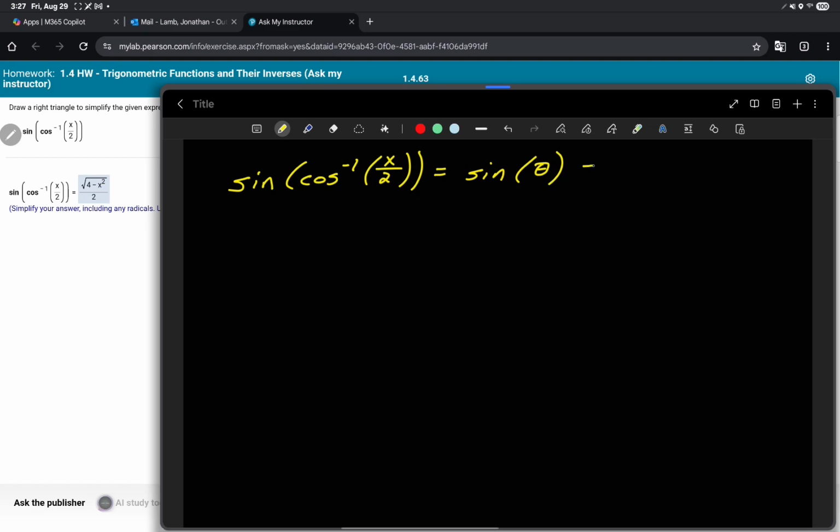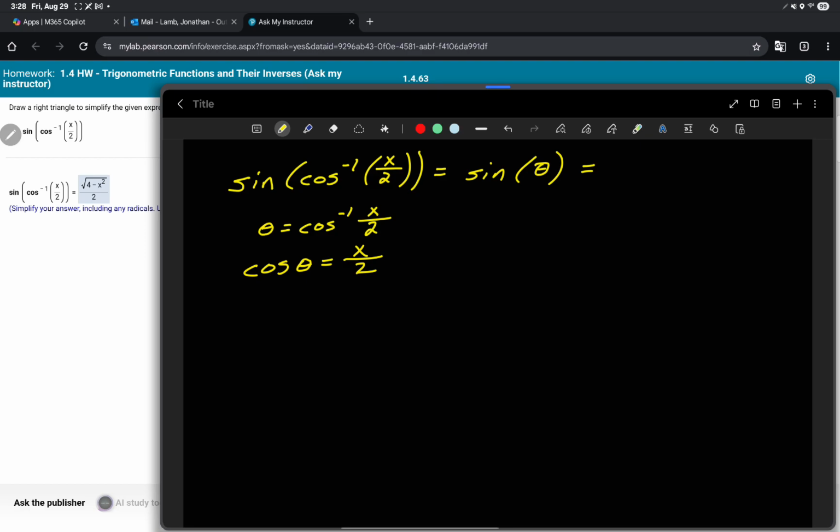The final answer to my question will be whatever the sine of theta is, where theta is going to represent the inverse cosine of x over 2. Now, if theta is representing the inverse cosine of x over 2, that means I could take the cosine of both sides of this equation and get that the cosine of theta is x over 2. Now, at that point, this tells me some information about theta.